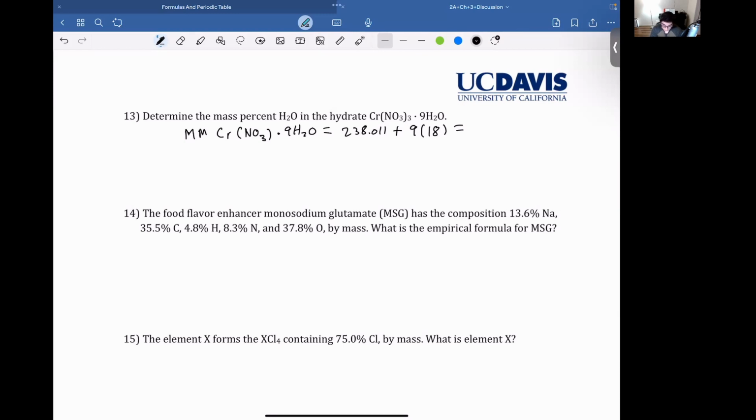So I did 9 times 18. I mean, that's the fastest way to do it. You could add 18 9 separate times. I would not recommend it. So that is the molar mass, 400.011 grams per mole. And then you can find percent by water, taking the contribution from water, which is 9 times 18, divided by the total. And then your answer should end up being 40.5.